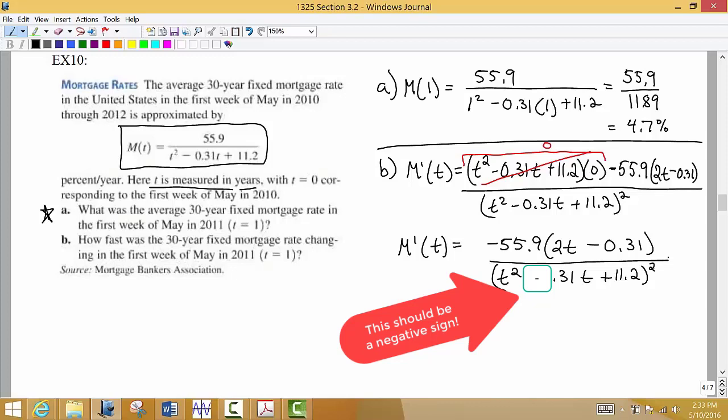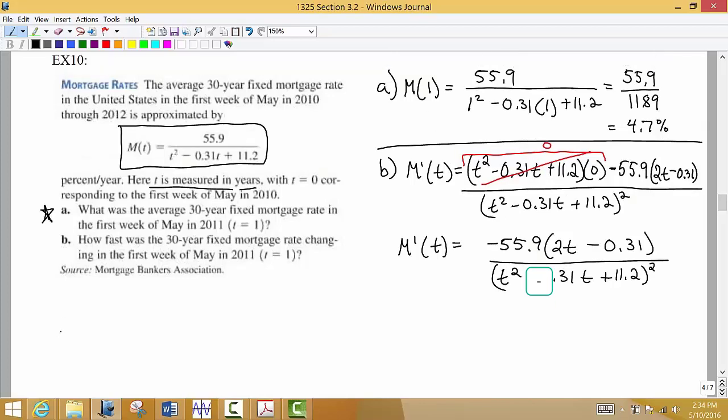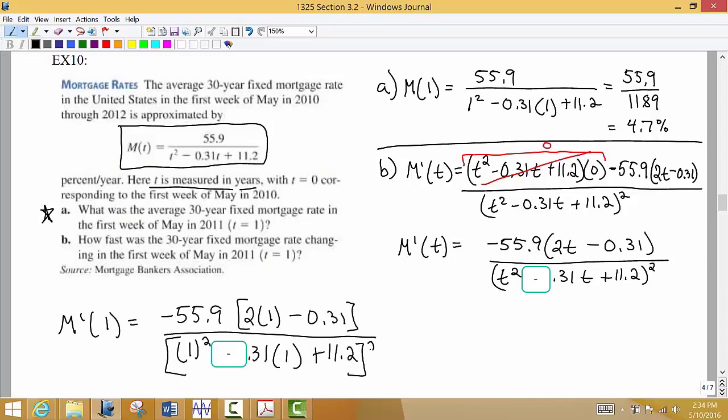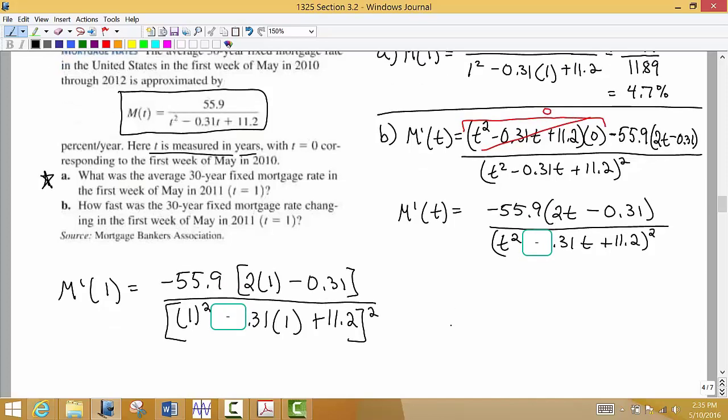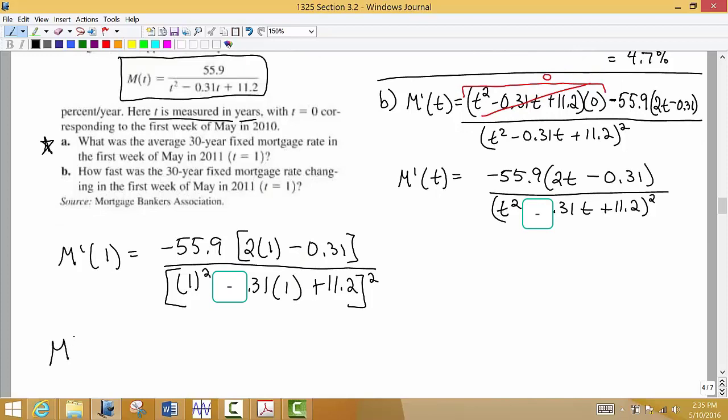All right. So I'm going to use this to actually answer the question. It says, how fast was the mortgage rate changing in the year 2011? So we're going to put t equals 1 into our derivative. Now I went ahead and I put parentheses everywhere I had a t and put a 1 in the parentheses. And I used brackets so that there wouldn't be too many parentheses floating around for those outside parentheses. Okay, we're just going to throw all of this into the calculator, and then we're going to see what is our rate of change in 2011.